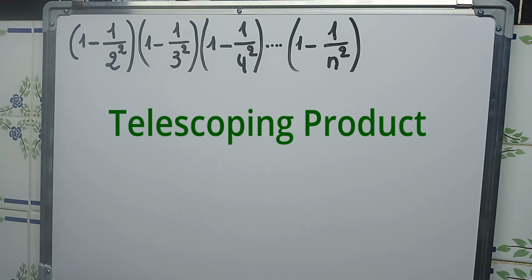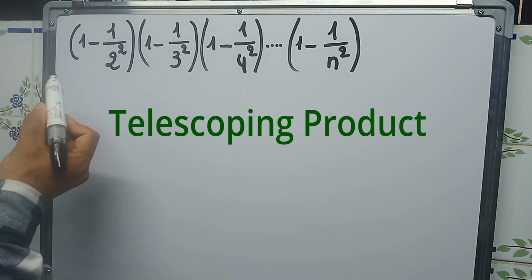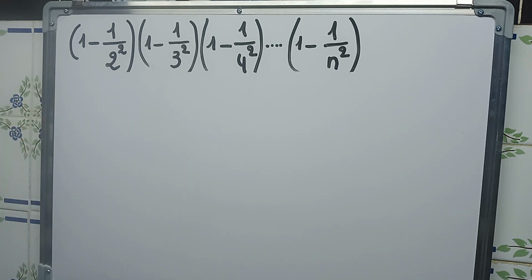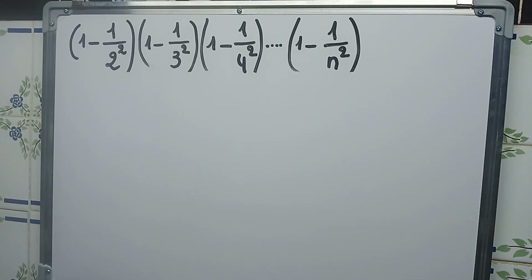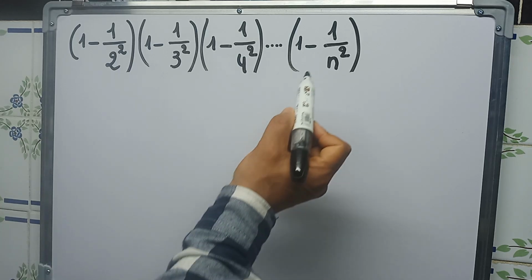In this problem, we will calculate the product (1 minus 1 over 2 squared) times (1 minus 1 over 3 squared) until (1 minus 1 over n squared). So how will we proceed? The first thing is we will change this general term.